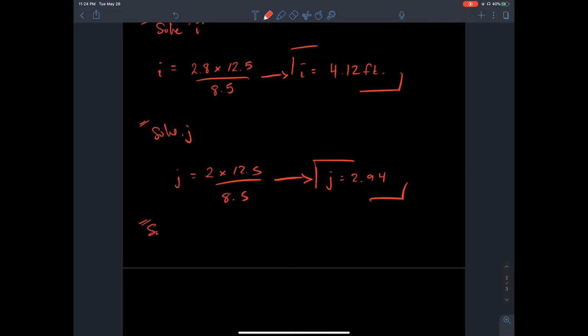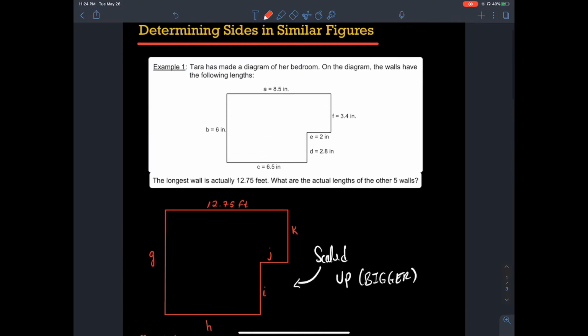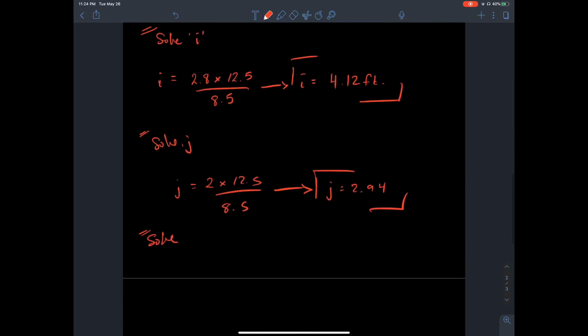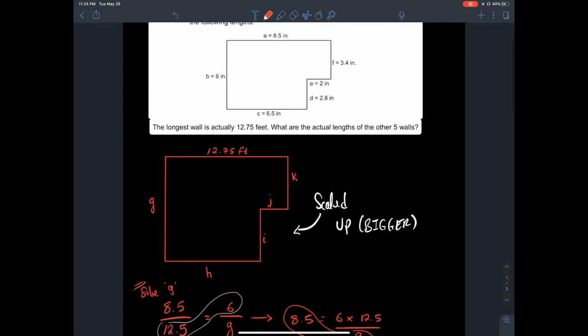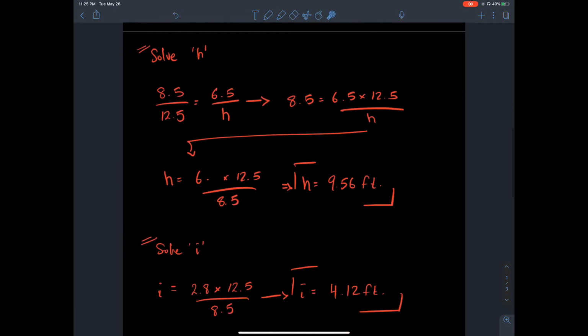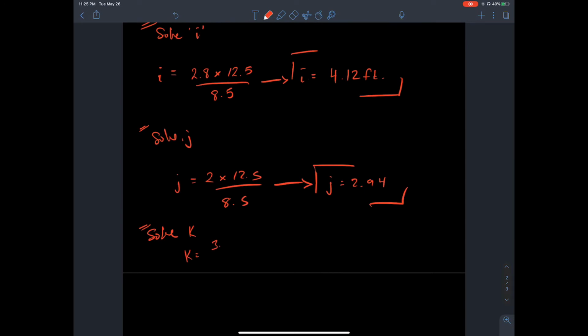And then we could solve K. And we said that K is going to be equal to its original length. So K here, its original length was 3.4 inches. 3.4 times 12.5 over 8.5. And we get K is equal to 5.